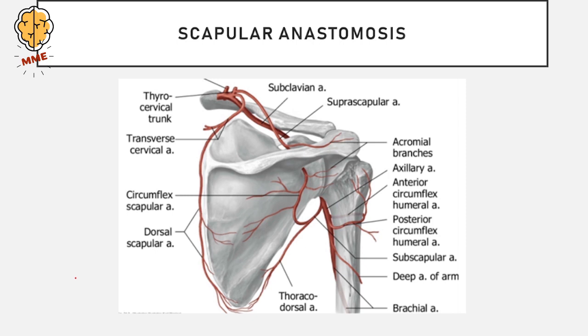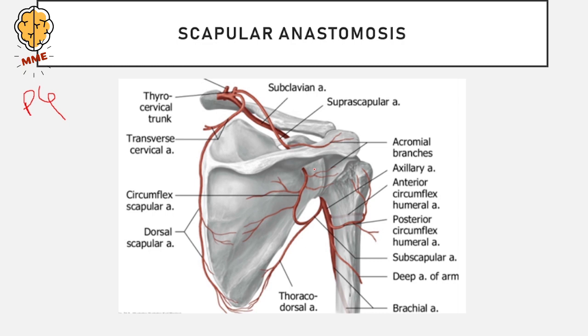So next, yes, scapular anastomosis. This is even important for your PG because of clinical importance. Where is the anastomosis? You can see. What do you mean by anastomosis? The communication between the neighboring vessels. It is basically a collateral circulation, right?